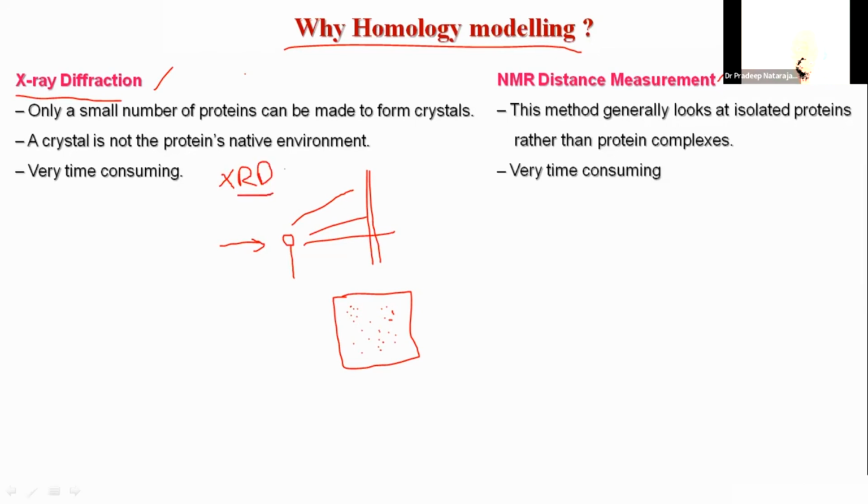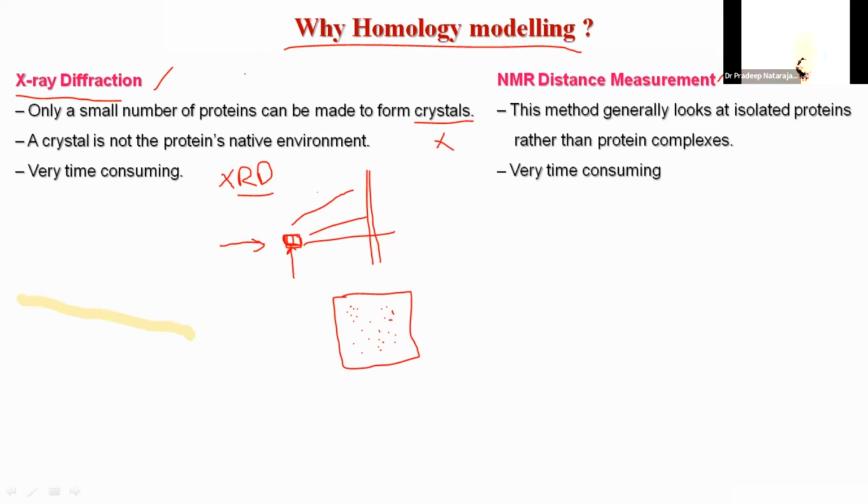Okay, but the drawback is that only the proteins that can be made into crystals can be studied, so that we can mount them on the pinpoint. So the proteins that cannot be crystallized cannot be studied, right? Only the proteins that can be crystallized and mounted on this pinpoint, and then we can pass the X-rays and study them with the traditional X-ray diffraction method, right? And one more thing, these crystals are not the native state or native environment of the protein.